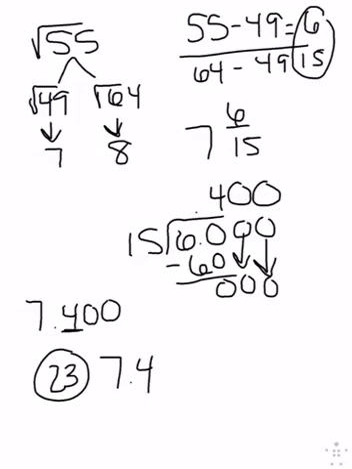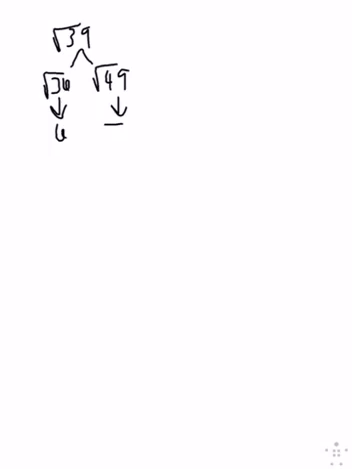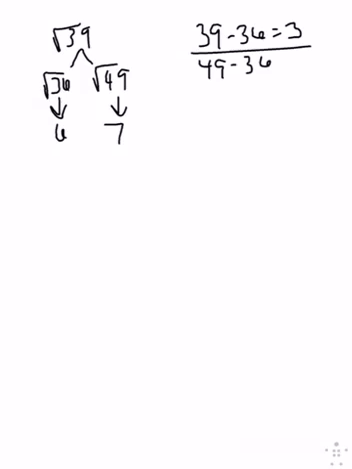so 7.4. And the last problem, the square root of 39, I'm going to break down into the square root of 36 and the square root of 49, which is 6 and 7. Set up my fraction, 39 minus 36, which is 3, 49 minus 36, which is 13. My answer is 6 and 3 over 13, but we need a decimal.